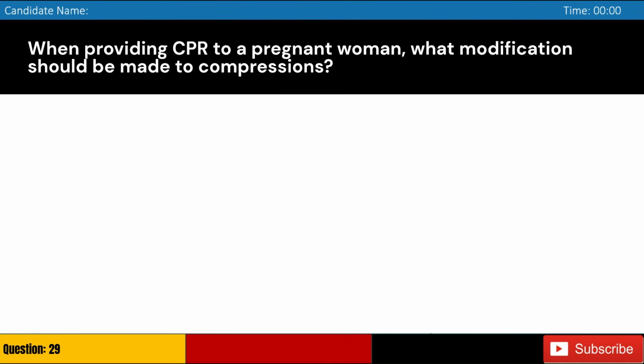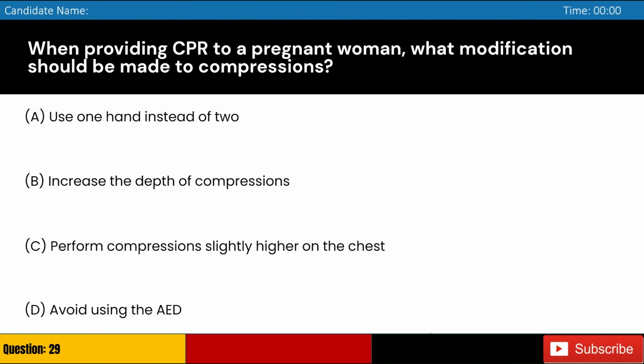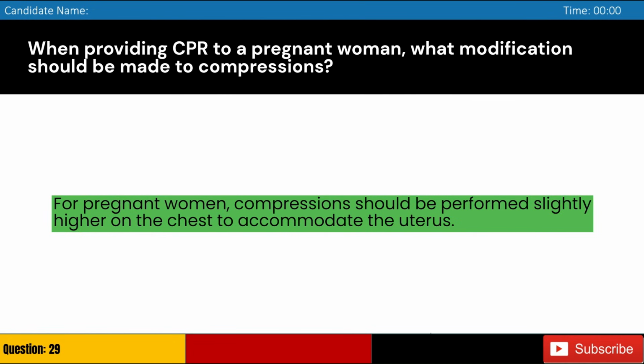When providing CPR to a pregnant woman, what modification should be made to compressions? A. Use one hand instead of two. B. Increase the depth of compressions. C. Perform compressions slightly higher on the chest. D. Avoid using the AED. Answer C. For pregnant women, compression should be performed slightly higher on the chest to accommodate the uterus.